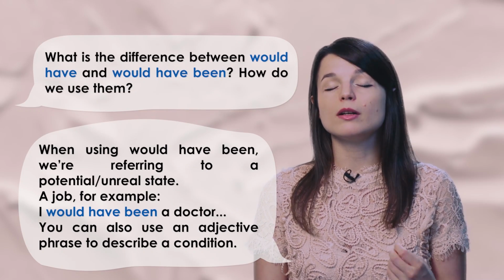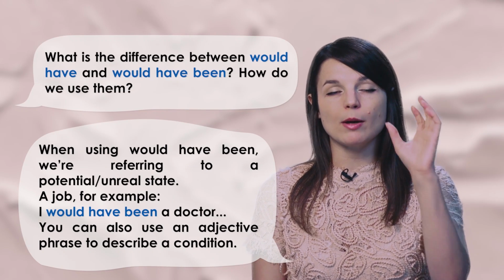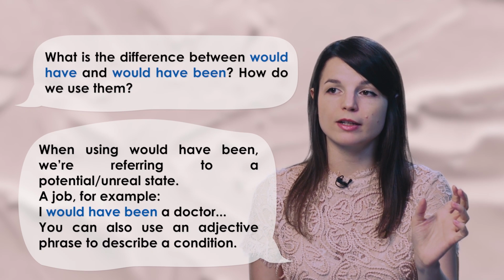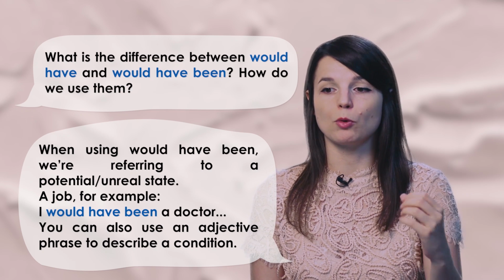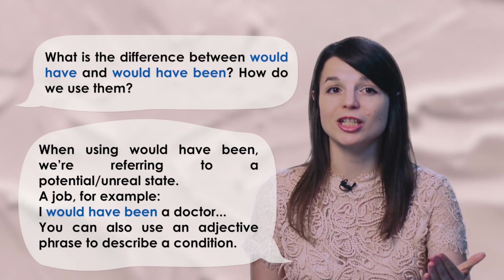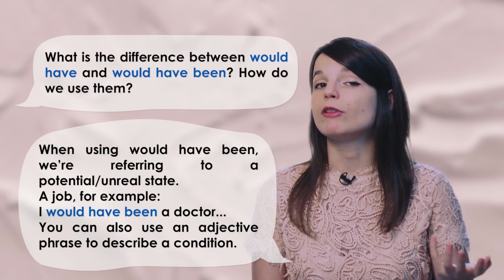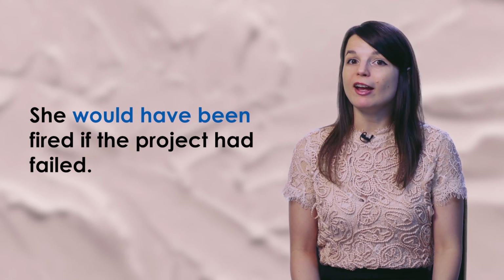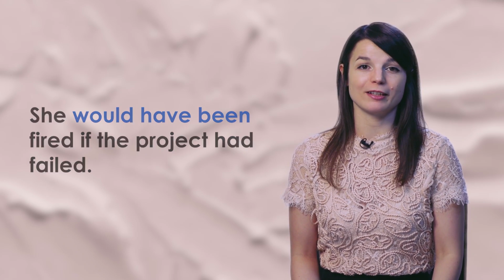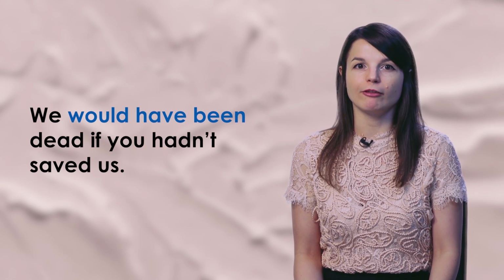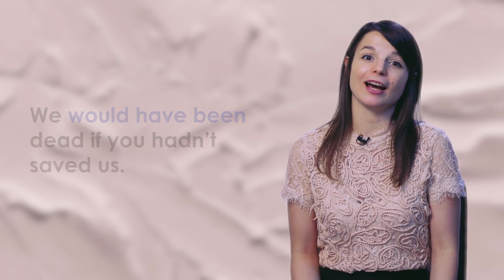When we're using would have been, we're talking about a potential state. So for example, like a job, or maybe it's like some other adjective phrase you use that reflects a person's condition. Like, she would have been fired if the project failed, for example, or we would have been dead if you hadn't saved us, something like that. I hope that that helps you. Thanks very much for the question.